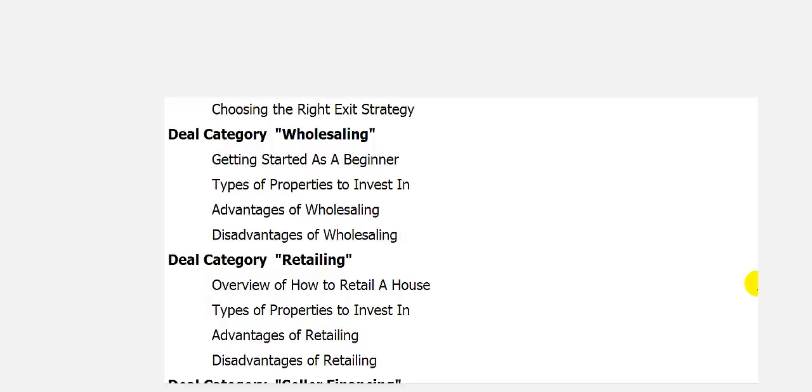Then we get into rehabbing or retailing. The overview of how to retail a house. Types of properties to invest in. The advantages and disadvantages of retailing.